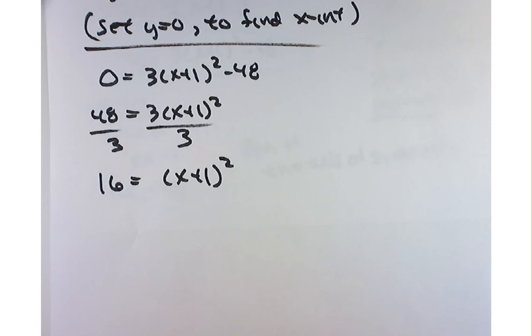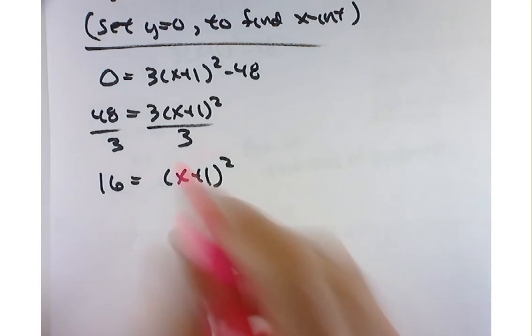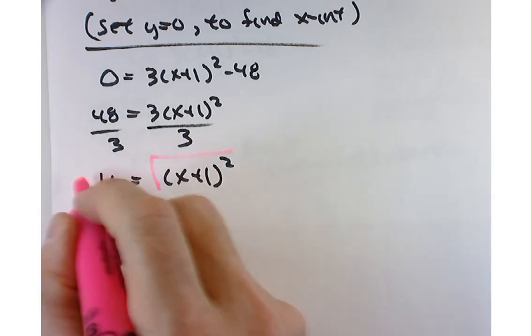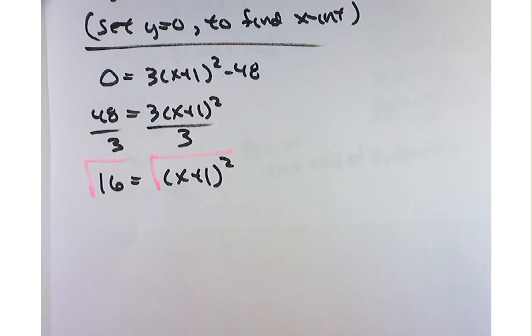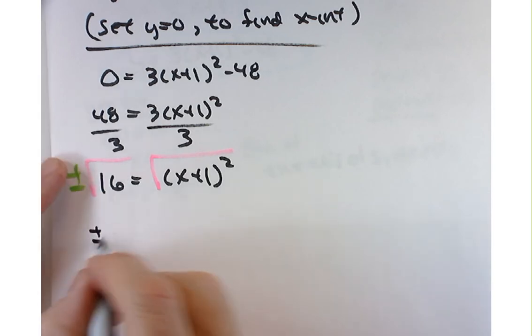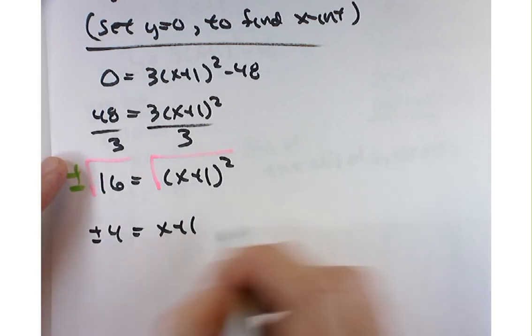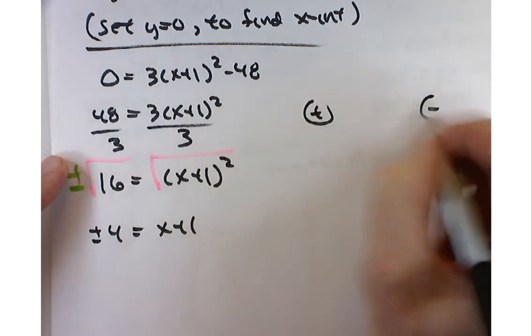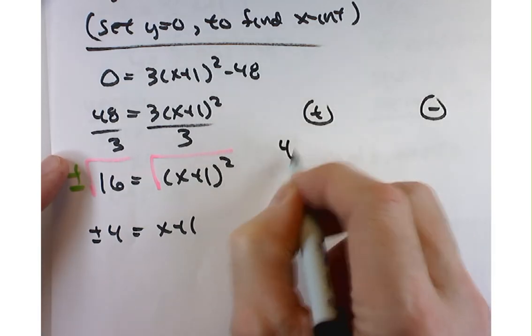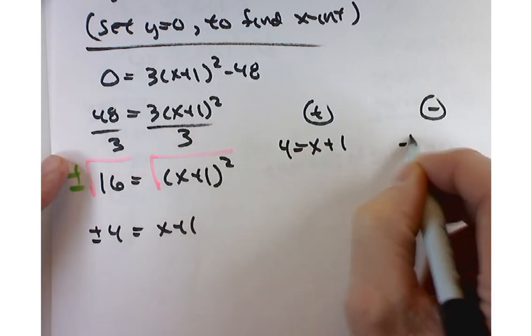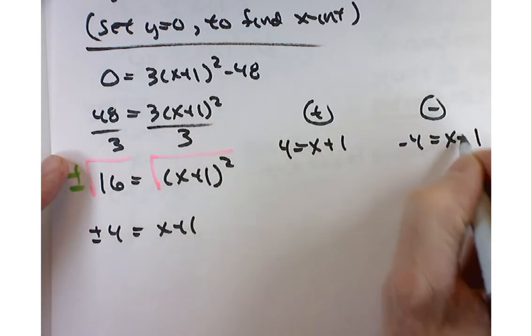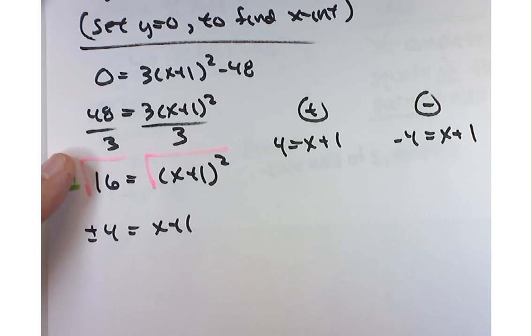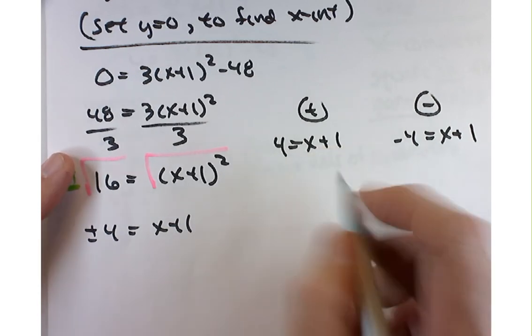Devin, any ideas what I would do here to solve? Take the square root of both sides. Awesome, thank you. Take the square root of both sides, and in particular on the left-hand side, I need to remember what? Plus or minus. All right, so it's going to be plus or minus 4 equals x plus 1. Do yourself a favor. Take care of these cases one at a time. Just write out the positive case and the negative case. It's either equal to +4 or -4.